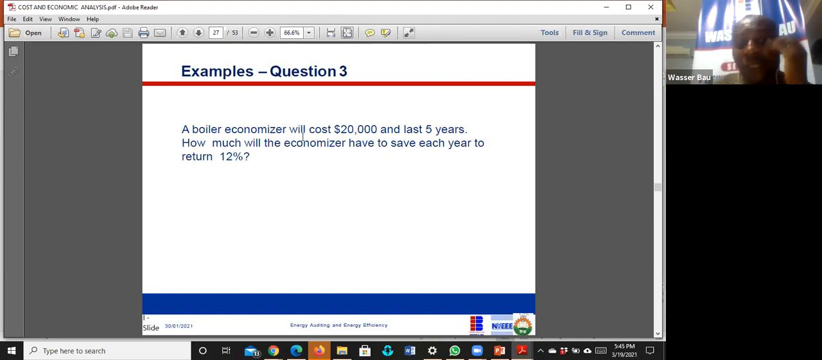So now a boiler economizer is something that will help economize the boiler, you know, the heat and everything. It will cost 20,000, and the lifespan is 5 years. How much will the economizer have to save each year to return 20%? So as an auditor, you've done your auditing and you're recommending to purchase a boiler of 20,000. Nobody would like to do that until you prove to them that the boiler will save a certain amount of money. The question now is, how do you set a baseline? So the question now is to set a baseline of what that boiler must save for us, to be able to recover that amount of money.